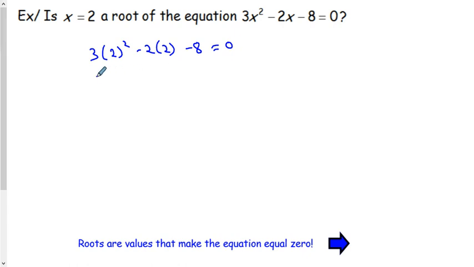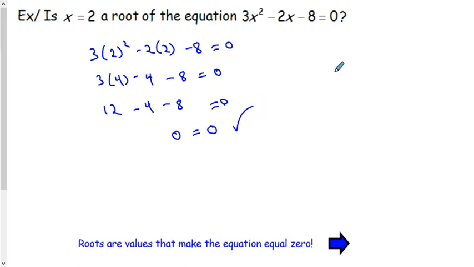Okay, so 2 squared is 4, so 3 times 4. 2 times 2 is 4. 3 times 4 is 12, so 12 minus 4 minus 8. Does that equal 0? Yes, it does. So we find that 0 equals 0, and so we say check mark. We say therefore it is a root.